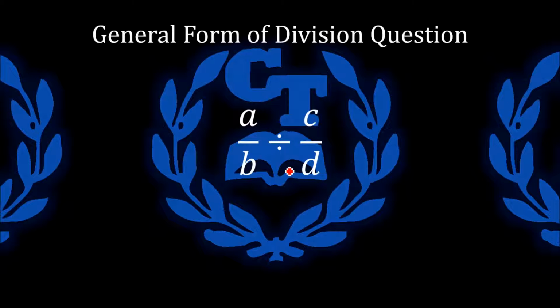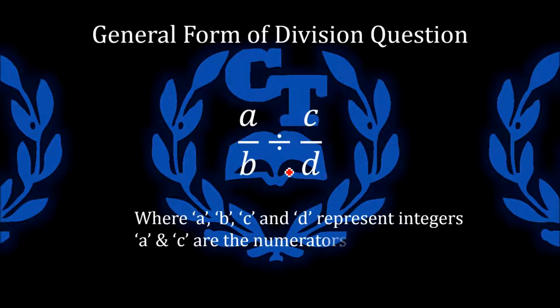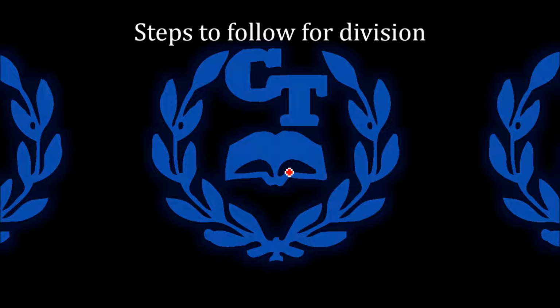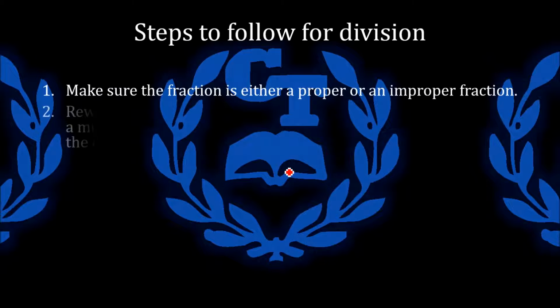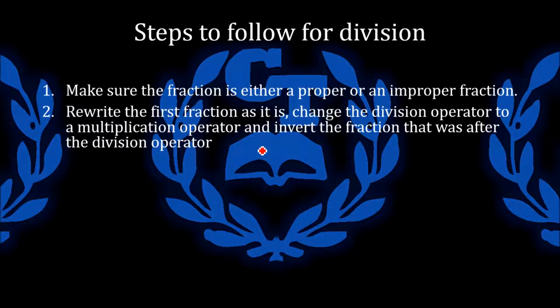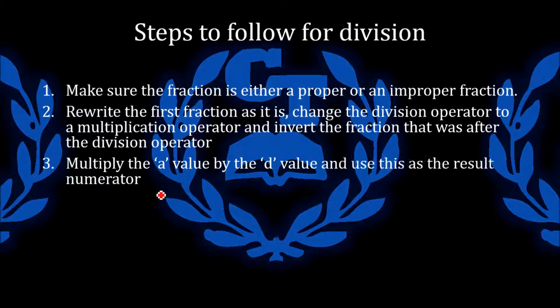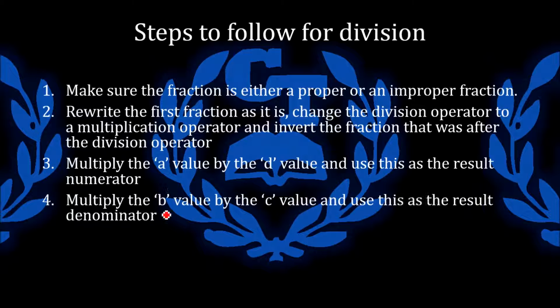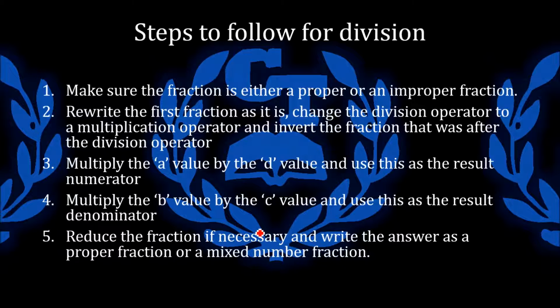If we want to do division now, division looks something like this, where the same thing, a, b, c, d are integers, a and c are numerators, b and d are denominators. We follow the following steps. Now the steps are exactly the same except for one part, which is step 2 here. Write the first fraction as it is, change the division operator to a multiplication operator, and invert the fraction that was after the division operator. And you would see that multiplying a by d will give you the result of the numerator, multiplying b by c will give you the result of the denominator, and you simply reduce the fraction.